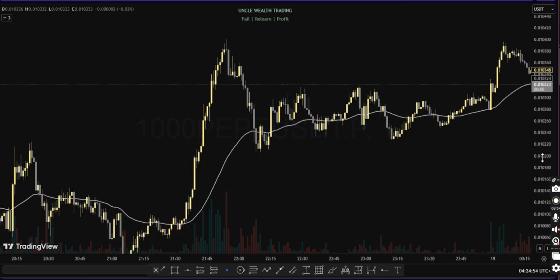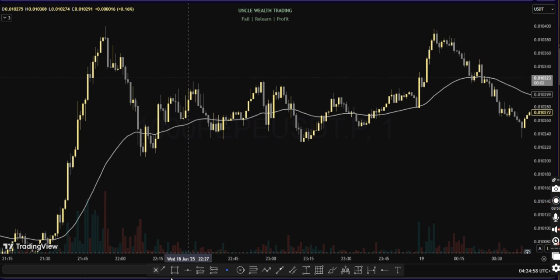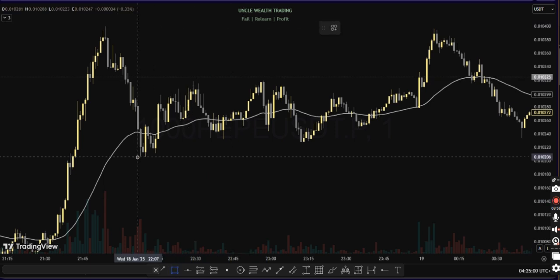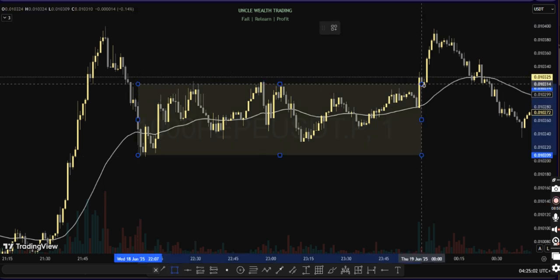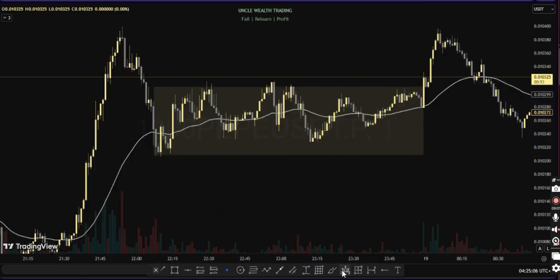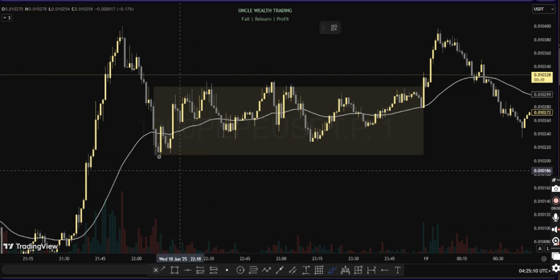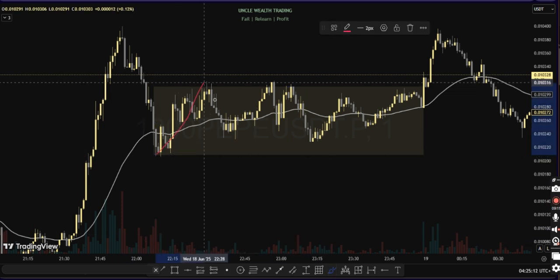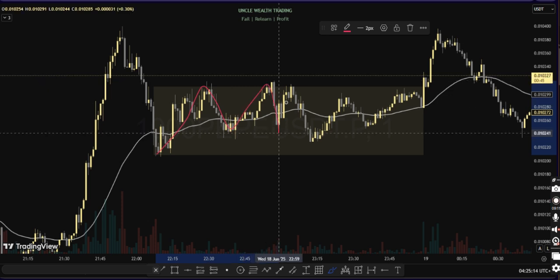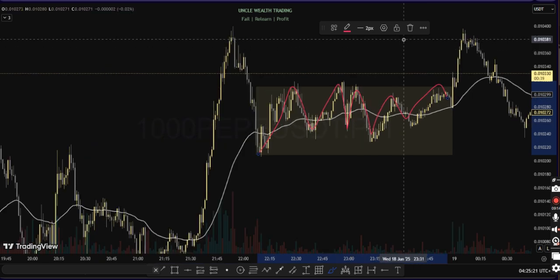So how do you know when the market is ranging? All you need to do is just pick your rectangle tool and draw a price box. Like in this region, you can see the market was ranging. All it just did was moving from the bottom to the top of the rectangle, went and touched, came back to base, came back. It was just ranging. So these kind of markets are what we call choppy markets.